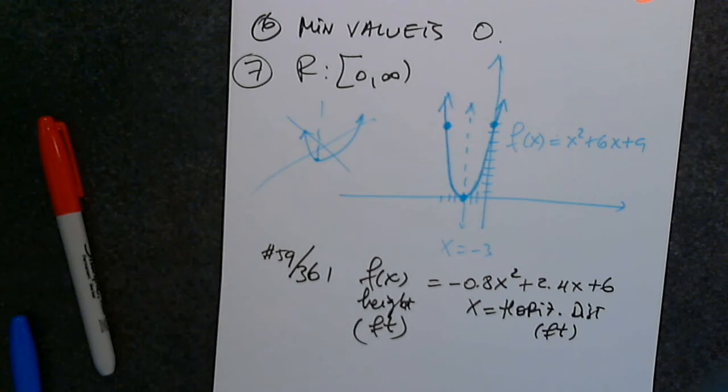First of all, I'm going to ask you, what type of function is this? Quadratic. Does it have a max or a min? How do I know it has the max? Negative leading coefficient.